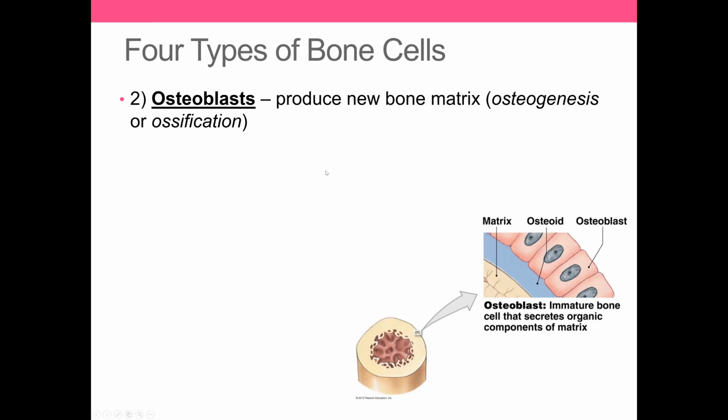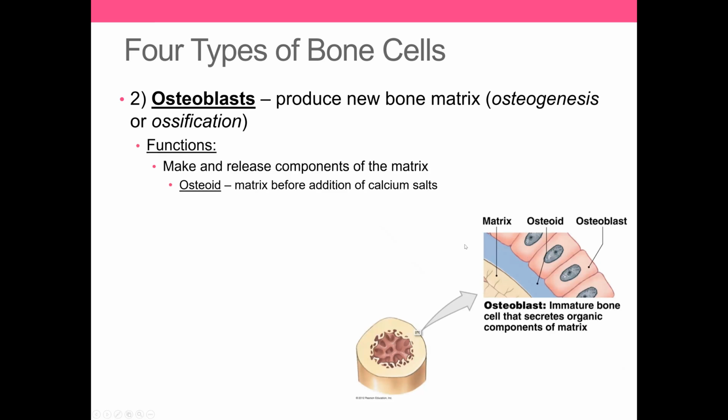The process of making new bone is called osteogenesis, and you may also see it referred to as ossification. And so the osteoblasts are usually going to be located around the outer edges of the bone. Because as they make the bone on the inside here, that's where you're going to get your osteocytes. So osteoblasts are on the outside making new bone.